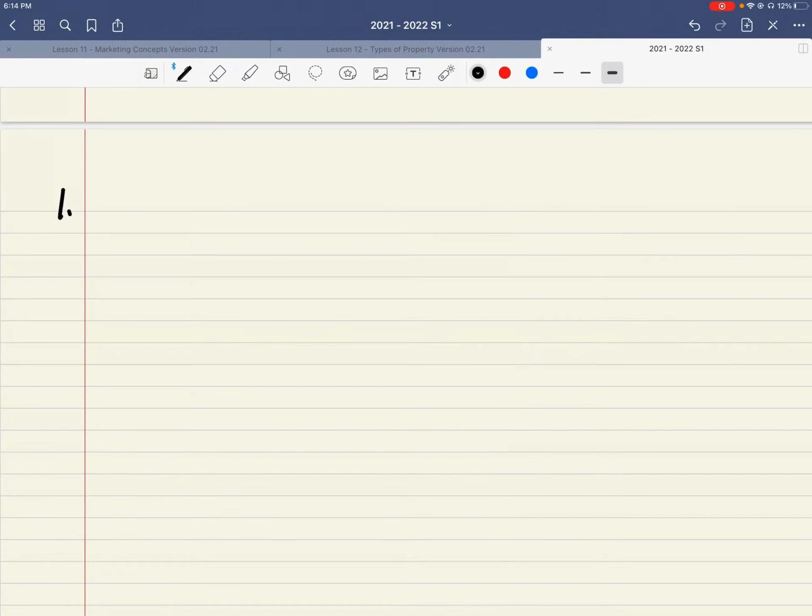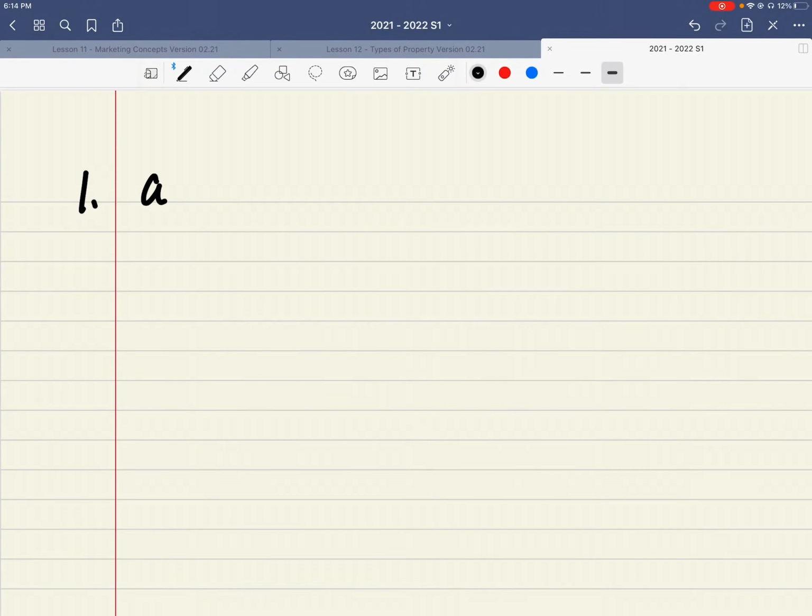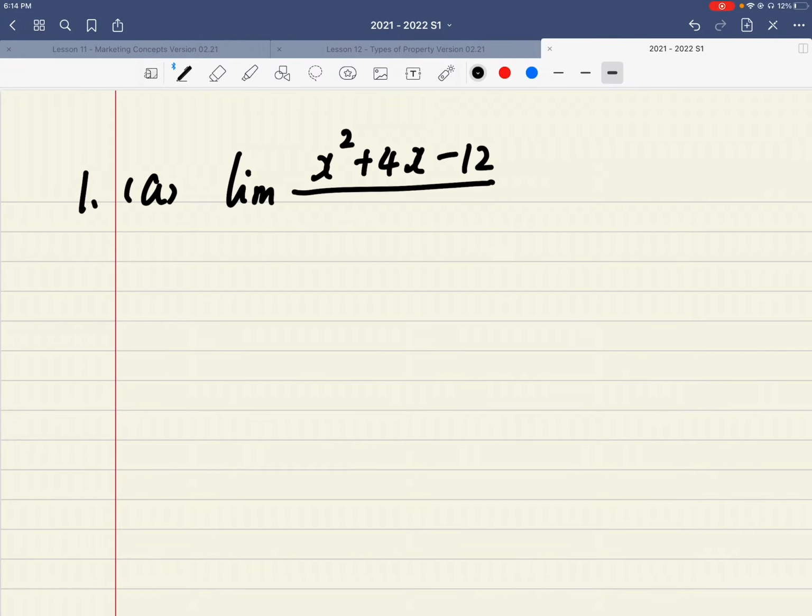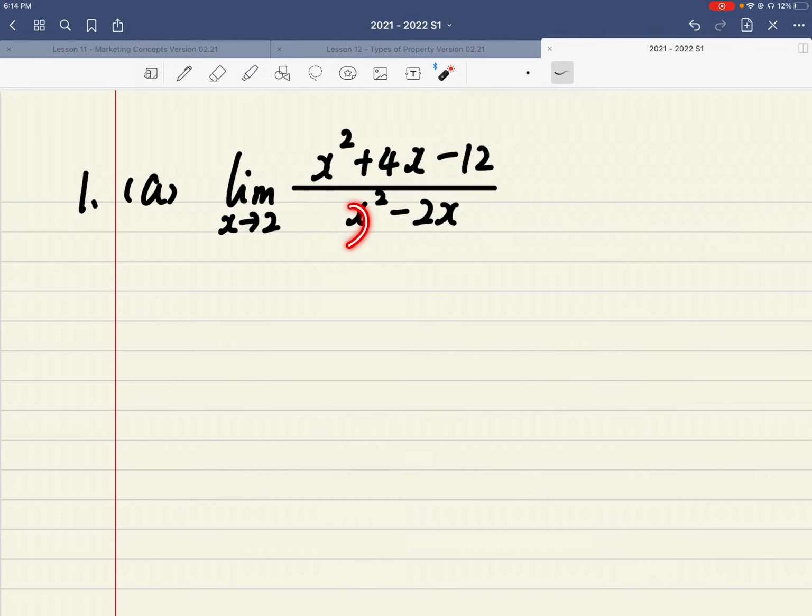Okay, question 1. Find the following limits. So let's do part A. It's the limit of x squared plus 4x minus 12 over x squared minus 2x, and x is approaching 2. Okay, so if you just substitute x equals 2 into this expression, you can see the bottom is going to be 0 and the top is also 0.